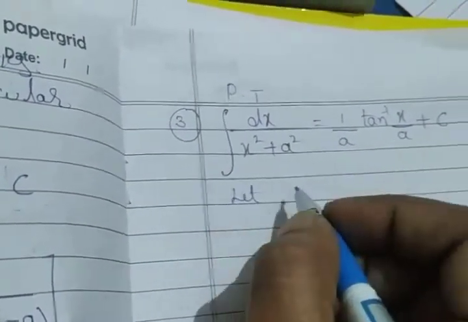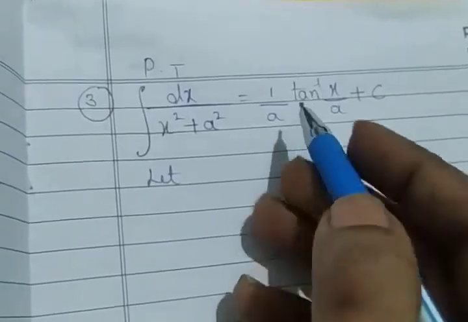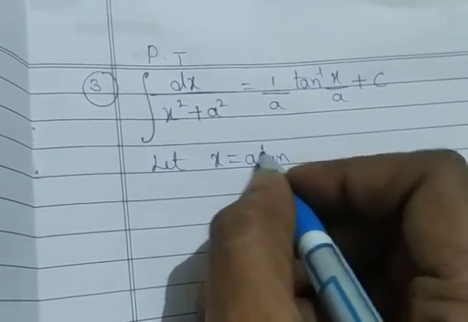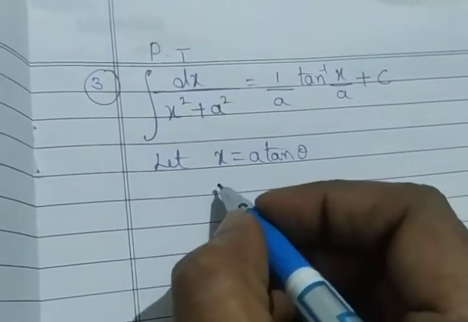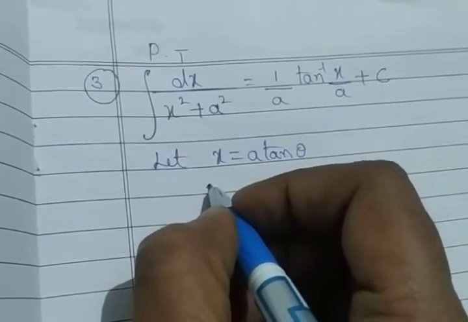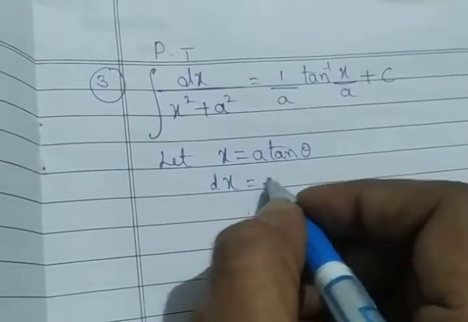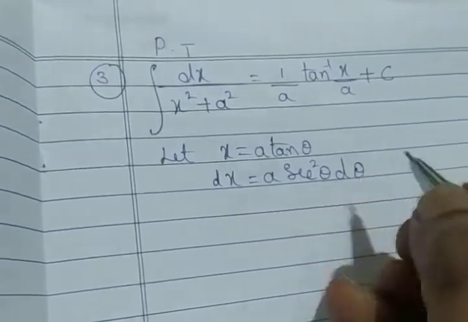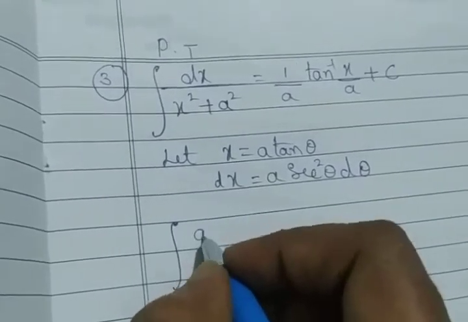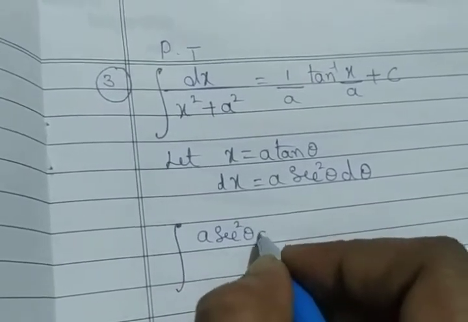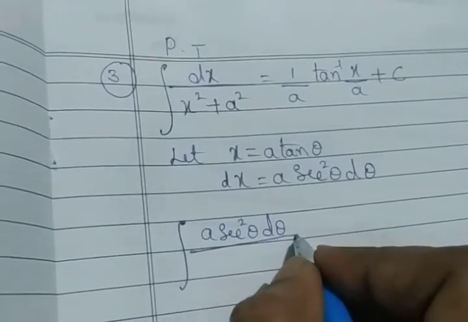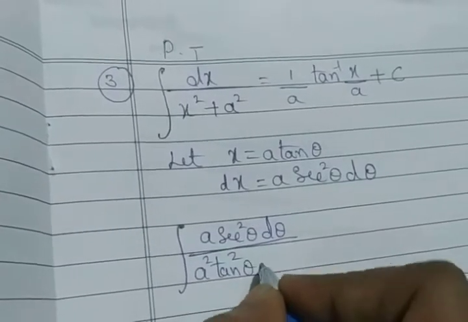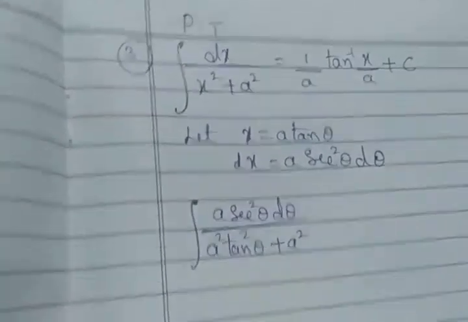Let you check the answer should be in terms of tan. So let x is equal to a tan theta. So differentiate with respect to x. dx is equal to a secant square theta d theta. Integral of a secant square theta d theta divided by a square tan square theta plus a square.